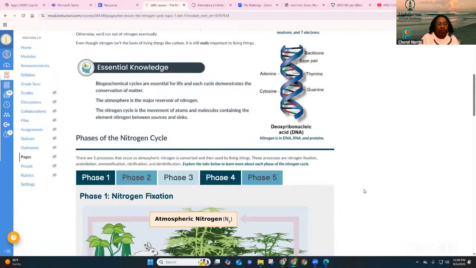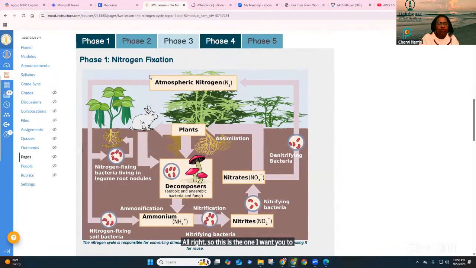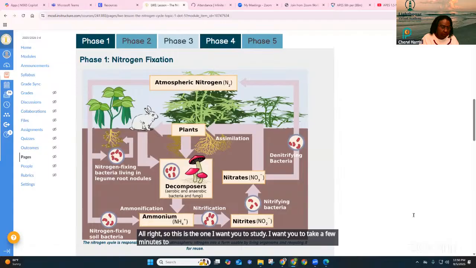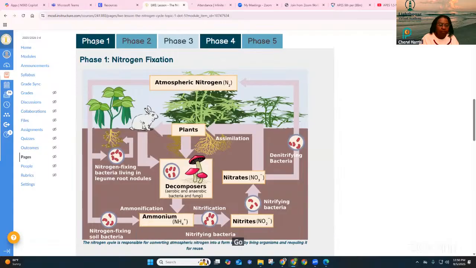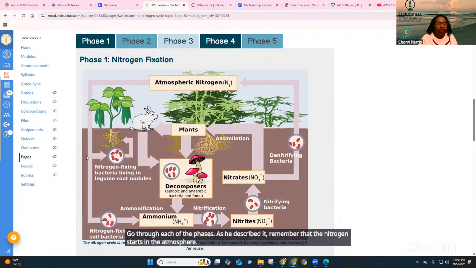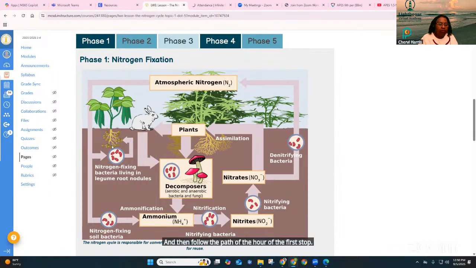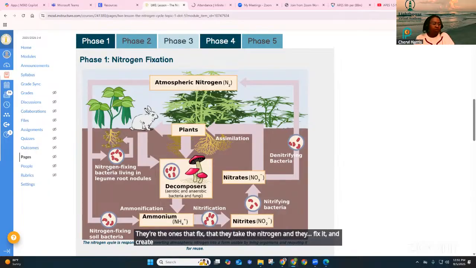All right, so this is the one I want you to study. I want you to take a few minutes to study this cycle. Go through each of the phases as he described it, and remember that the nitrogen starts in the atmosphere, and then follow the path of the arrow. The first stop is the bacteria in the soil. So this picture is showing bacteria in the soil. They are the ones that fix it: they take the nitrogen and they fix it and create a molecule that the plant can absorb, and it absorbs it through the roots.